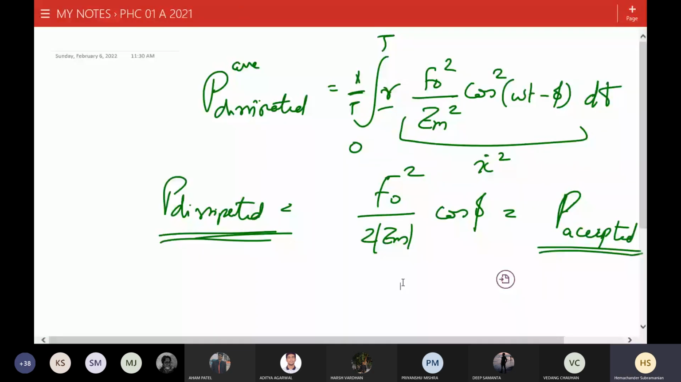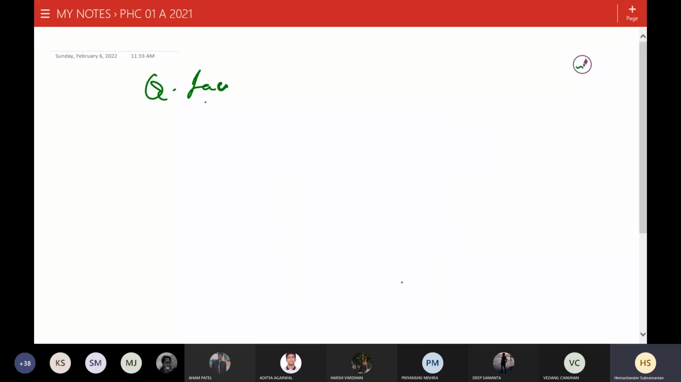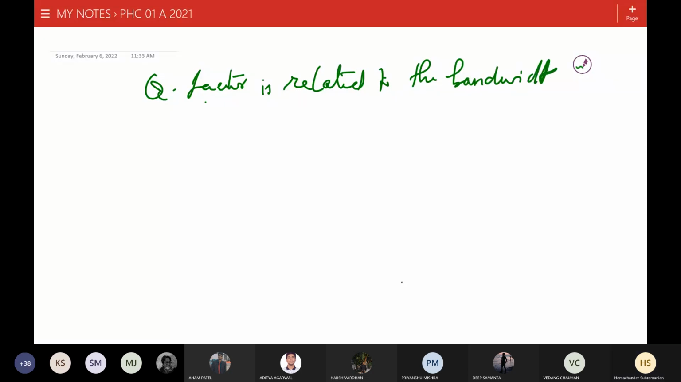Okay, I think I lost the page. Okay, so Q factor again is related to the bandwidth of the resonance curve. I'm sorry, my handwriting is really abominable. Anyway, I hope you guys can read my writing, right?